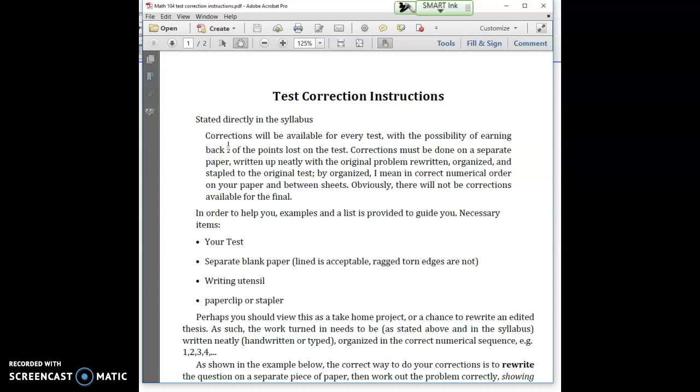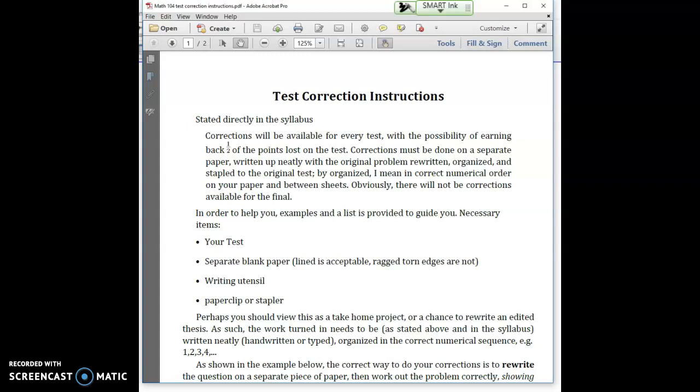In this video, we will cover the instructions for how to make corrections to your test. Please make sure to look at the syllabus and to understand that for any questions that you receive points taken off on a test, you can get half of those points back by making the corrections. The caveat is that the corrections must be done in a specific way and turned back in within 48 hours of the time that the test was given back to you.